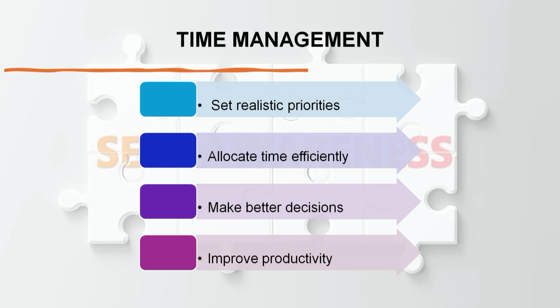Therefore, for proper time management, we should set realistic priorities for ourselves. If we feel a situation will require 10 days, then we should put 1 day in contingency and give ourselves 11 days. So, give ourselves a realistic time frame and set realistic priorities.